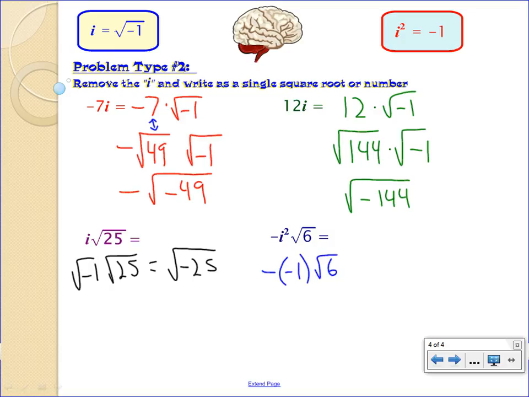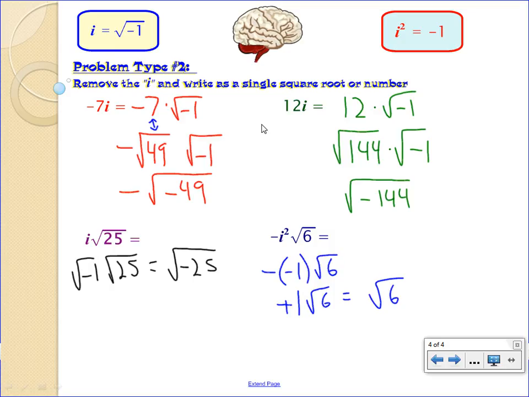Okay? Now, negative times a negative is positive, or minus a negative is plus a positive, however you want to look at it. I can combine these two negative signs. They will merge together, and I will get positive 1 times the square root of 6. And 1 times anything is itself, right? So 1 times the square root of 6 is the square root of 6. So my answer is just the square root of 6. I don't need to do anything more with that. I've got it as a single square root of a number, and that, after all, was my goal of these kinds of problems. So that's all we're doing with problem type number 2.